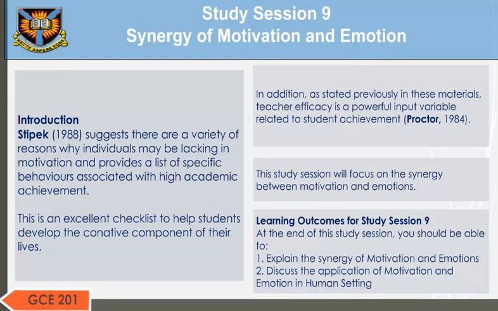Introduction. Stipek, 1988, suggests that there are a variety of reasons why individuals may be lacking in motivation and provides a list of specific behaviors associated with high academic achievement. This is an excellent checklist to help students develop the cognitive component of their lives. In addition, as stated previously in these materials, teacher efficacy is a powerful input variable related to student achievement. This study session will focus on the synergy between motivation and emotions.